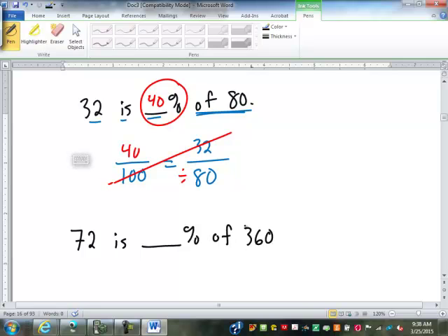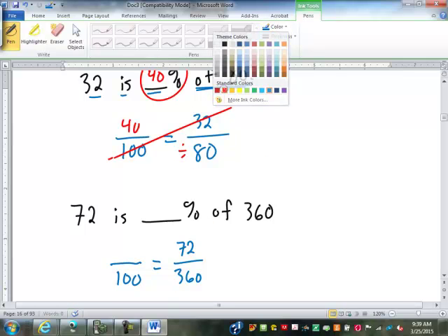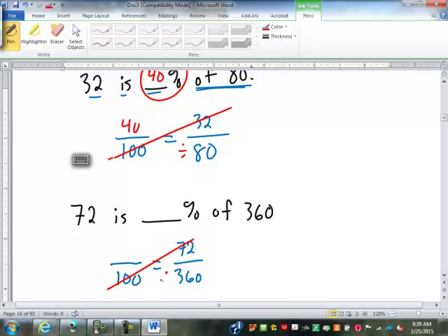So this one, what are we going to do? Tell me what to do. So we go blank out of 100, yep. 72 over 360. To find the missing percent, 100 times 72 divided by 360 is 20. That's 20%.